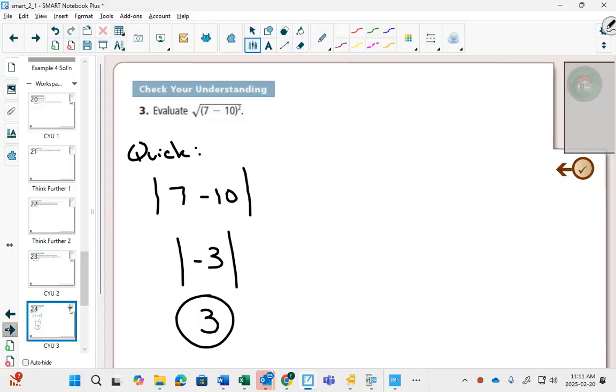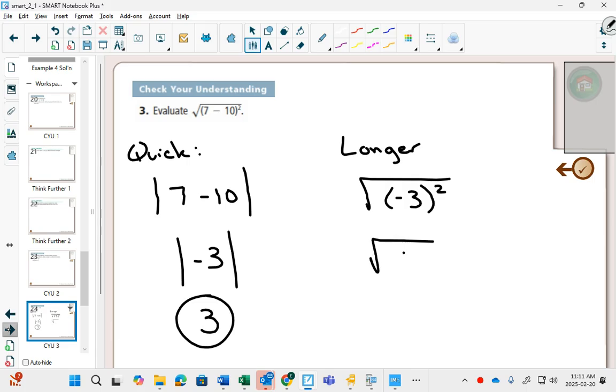The longer way isn't much longer. The longer is actually simplifying. So 7 minus 10, that's negative 3. And negative 3 times negative 3, that's positive 9. And the square root of positive 9 is positive 3. It's not really much longer if we look at how much I had to write. It's almost identical.